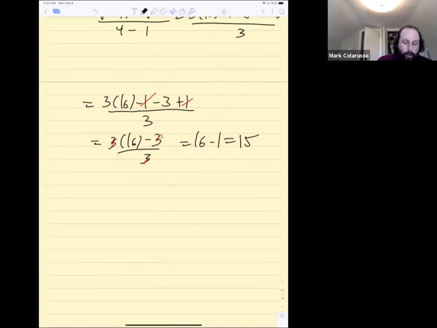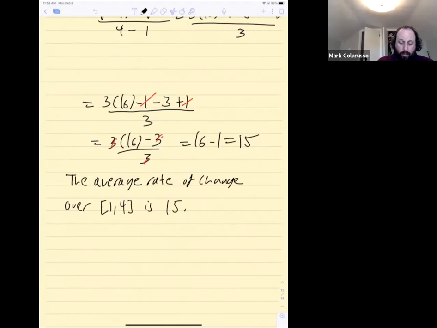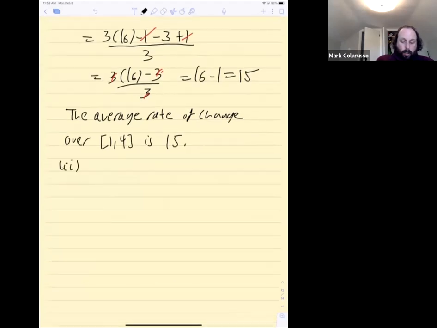Okay, now compare it to the instantaneous rate of change. So I can just say the average rate of change over the interval 1, 4 is 15. So now for the instantaneous rate of change, we have to compute the derivative.